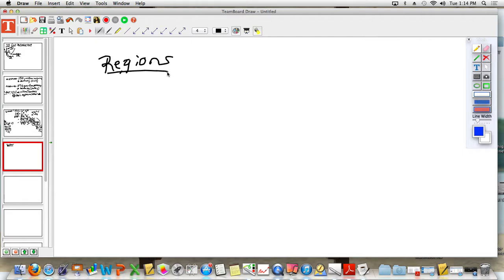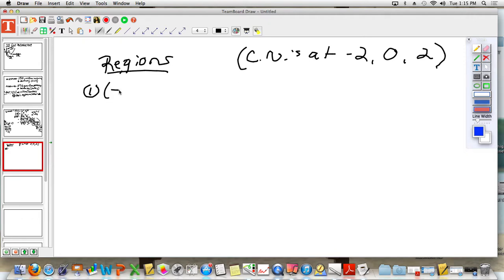Remember, I'm going to jot these numbers down, but I have critical numbers at -2, 0, and 2. So what I need to do is check what's happening on the left of -2. So my first region, I am going to label like this. Region number 1, I am going to check to see what's happening from -infinity all the way up to -2.